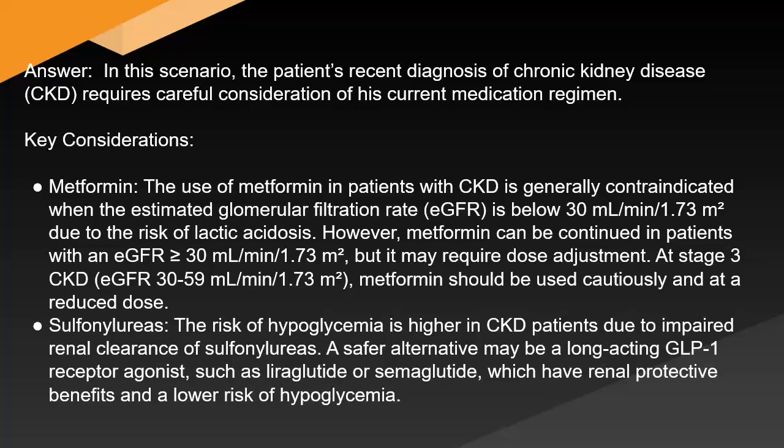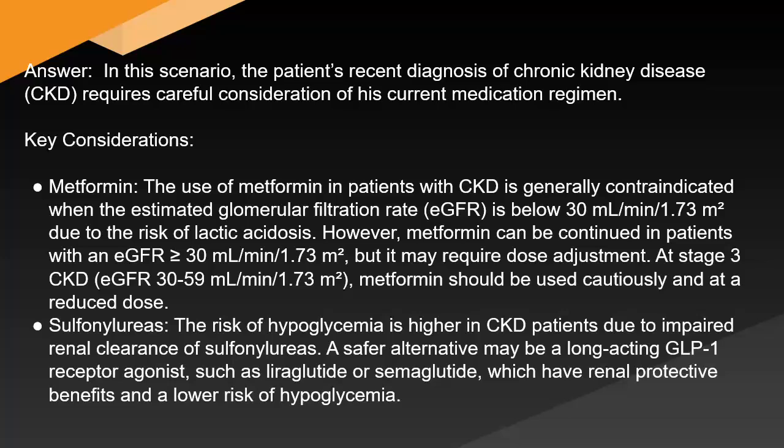Key considerations: metformin. The use of metformin in patients with CKD is generally contraindicated when the estimated glomerular filtration rate (eGFR) is below 30 ml/min/1.73 m² due to the risk of lactic acidosis. However, metformin can be continued in patients with an eGFR above 30 ml/min/1.73 m², but it may require dose adjustment. At stage 3 CKD, eGFR 30 to 59 ml/min/1.73 m², metformin should be used cautiously and at a reduced dose. Sulfonylureas: the risk of hypoglycemia is higher in CKD patients due to impaired renal clearance of sulfonylureas.